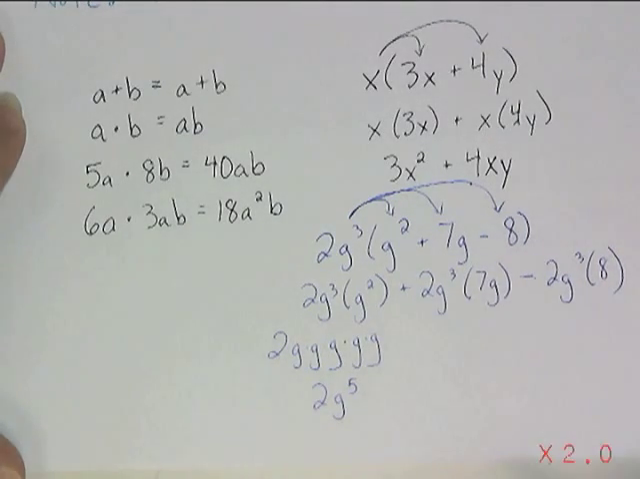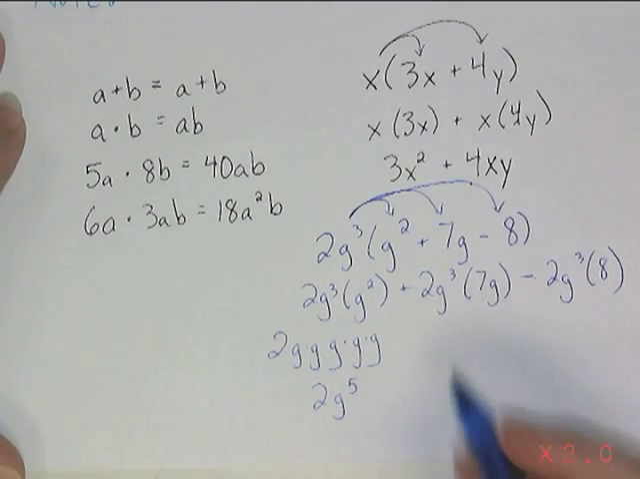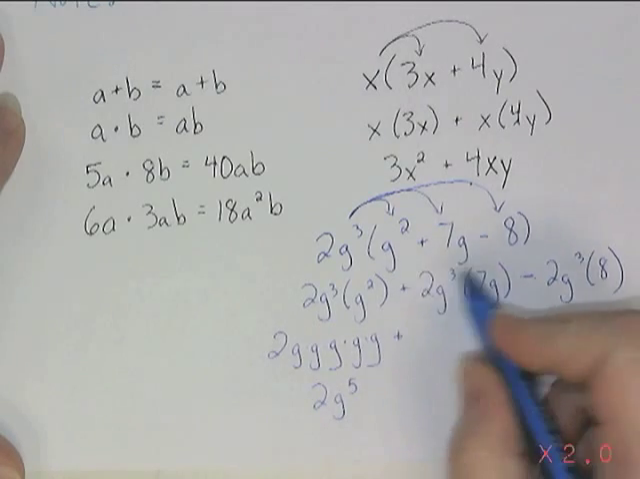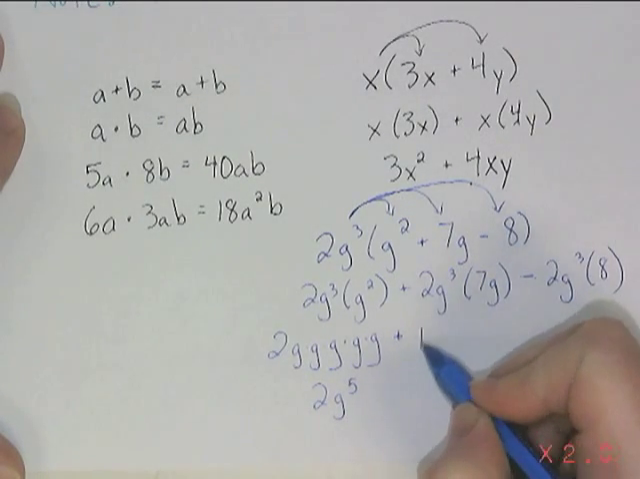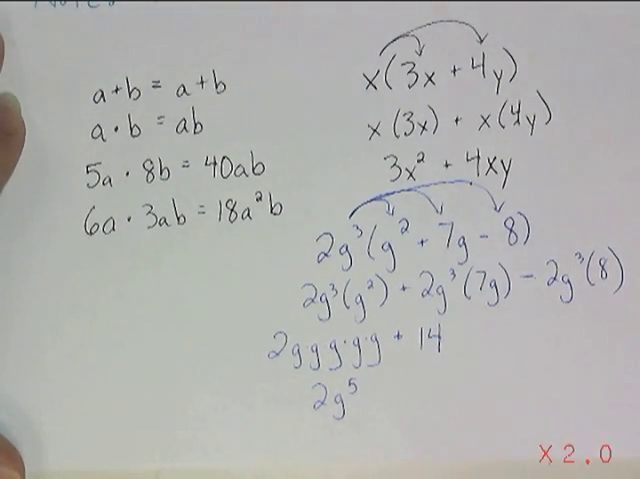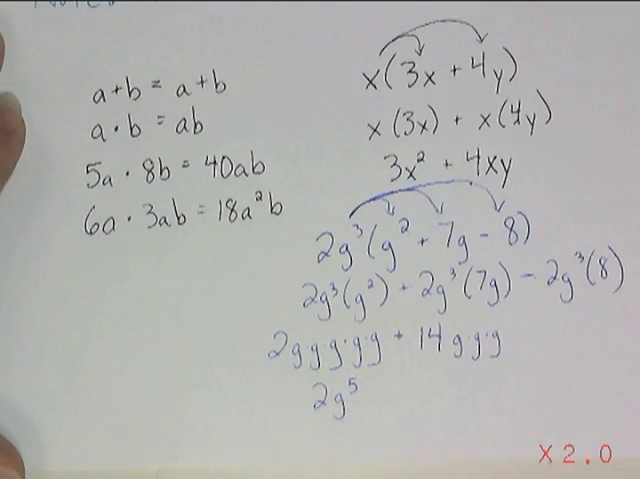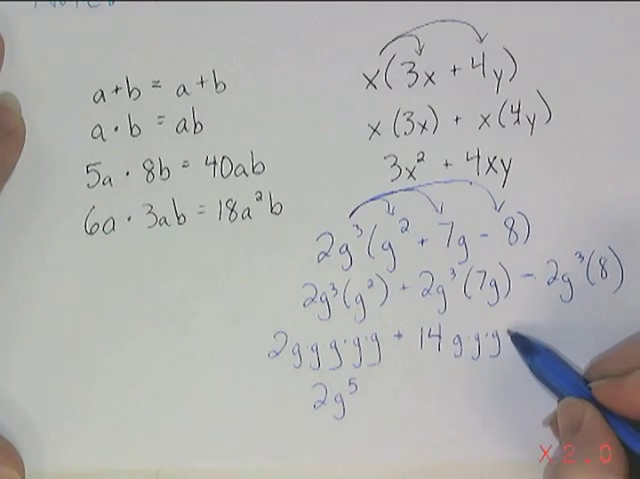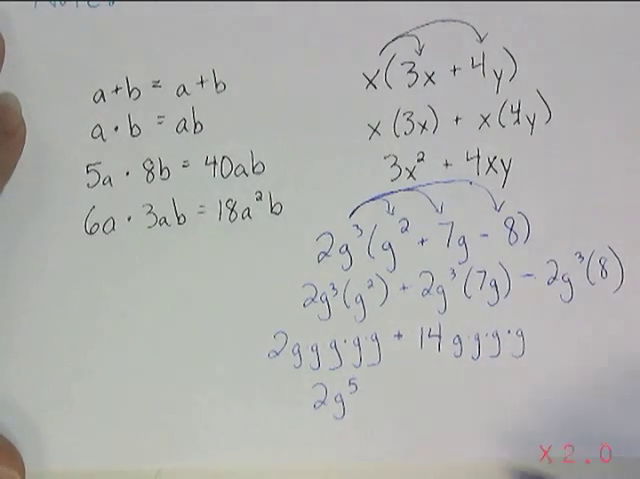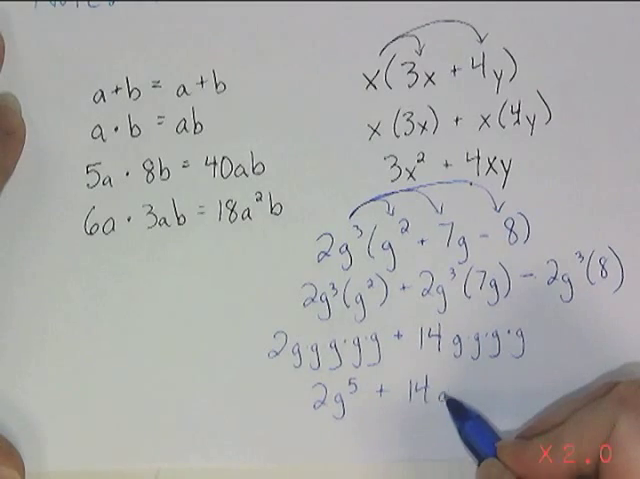Here, multiplying these two terms together. Coefficients always go to the front, so this 7 is going to come up here and multiply by this 2 to give us 14. Again, g to the third power written out in expanded form would look like this. Multiplied by this g gives us 14g to the fourth power.